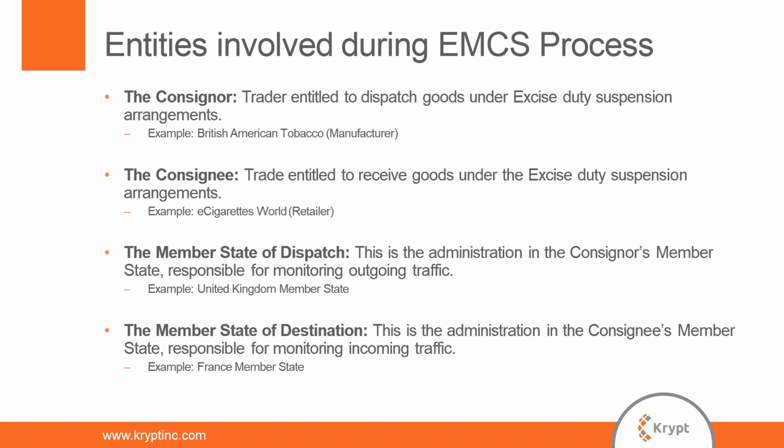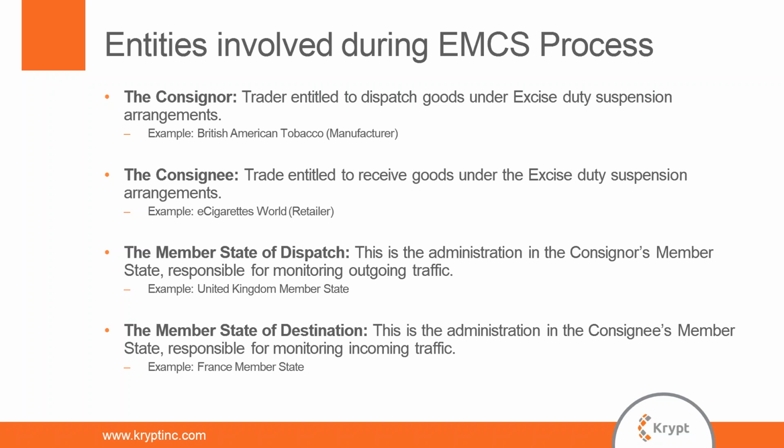In order to run the EMCS processes, there are four main entities involved during the end-to-end process. First is the consignor, the trader entitled to dispatch goods under excise duty suspension arrangement. As an example, BAT, British American Tobacco, a leading manufacturer of tobacco, could be a consignor sending their goods across to a retailer, such as eCigarettes World. eCigarettes World, in this case, is a consignee, the trader entitled to receive goods under excise duty suspension arrangement.